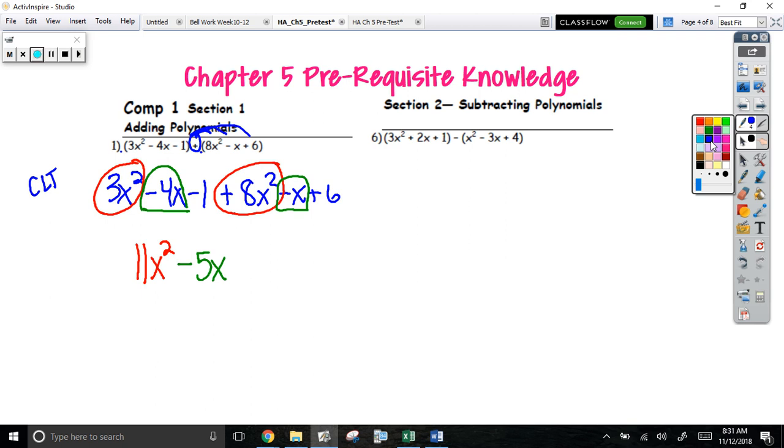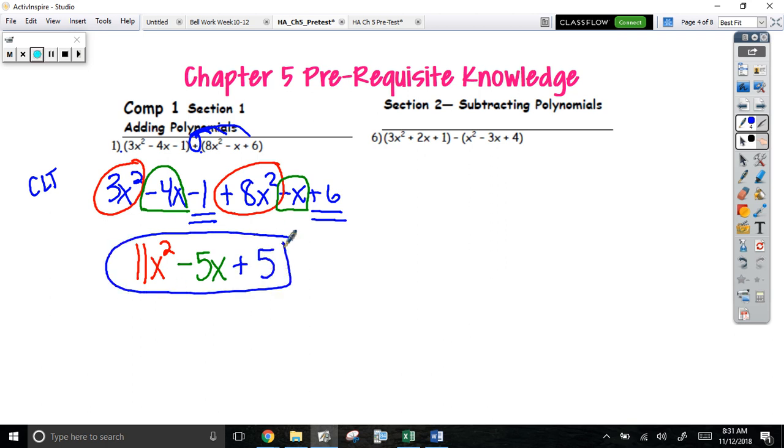And then lastly, we have a negative 1 plus 6. So 6 minus 1 will be plus 5. And that's our answer. Okay, I'm going to skip over to number 6, which is on subtracting polynomials. So the only thing that's different about adding versus subtracting is that you do have to distribute your negative 1.